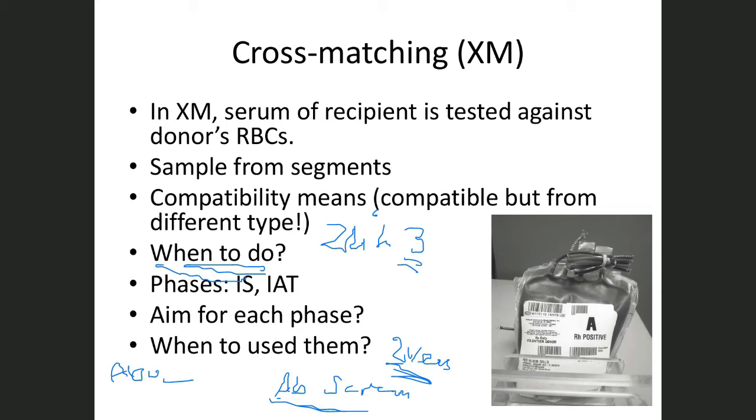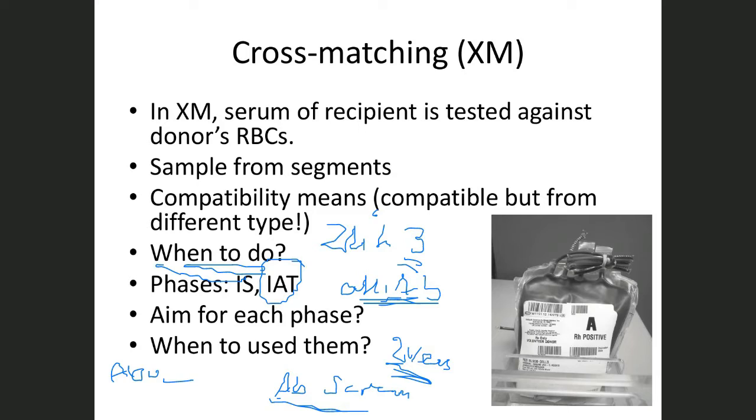The cross matching should be especially for patients with a low antibody. Yes, Sarah. We describe how to do it: we mix donor cell with patient serum. This is the cross matching. So for patients with a low antibody, we must do the indirect phase.